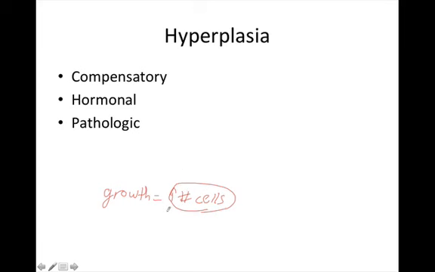So obviously, this is going to occur in organs and tissues that contain cells that are capable of undergoing mitosis. All right. And like I said, this could be either pathologic or this could occur under normal conditions, or unique conditions as well. Like for example, compensatory hyperplasia. A good example of this is the liver.